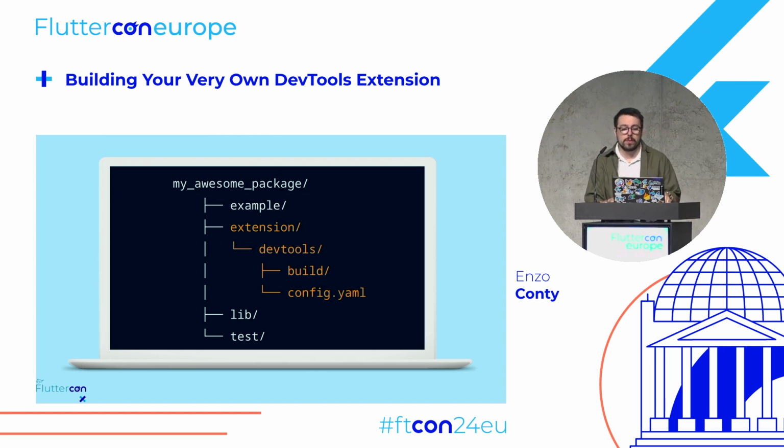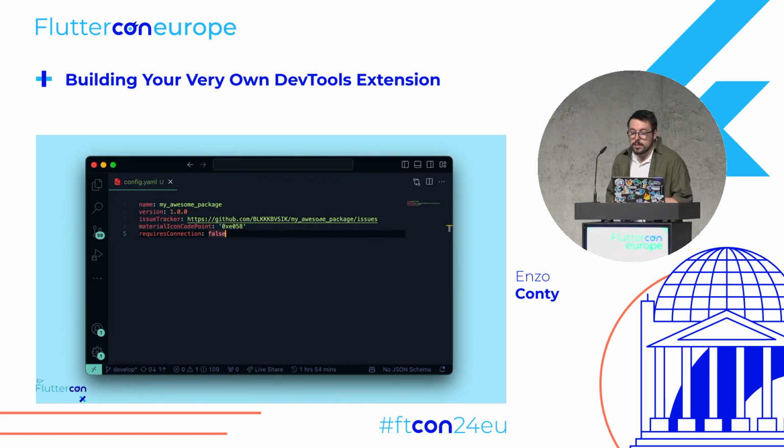So let's speak about this config.yaml file. It has five fields, but one is optional, which is requiresConnection. So I think it's very simple. We have a name, we have a version, we have an issue tracker, where you can basically put a link to wherever you're taking issues. You have the material icon code points, which is basically a little icon that will be shown next to your package, and this is just the code that you see. You can find it in the docs for material icons.